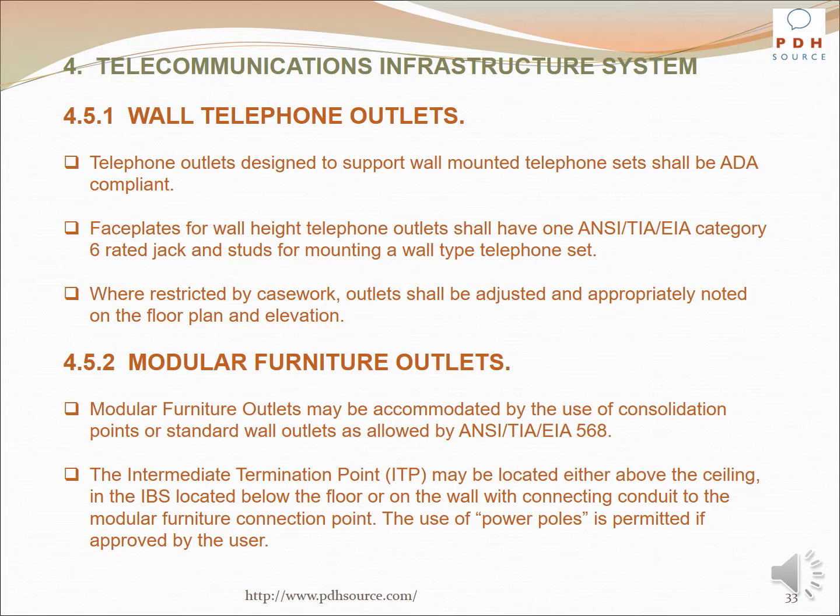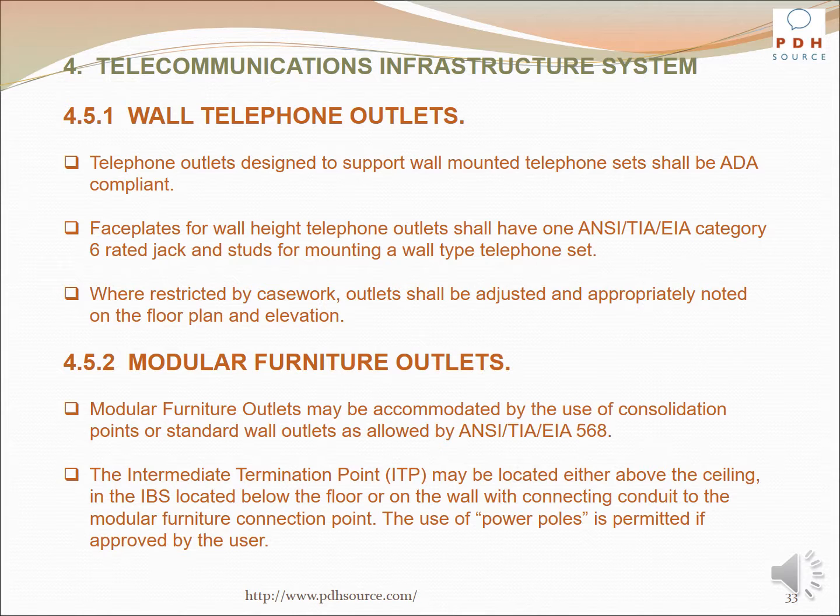Telephone outlets designed to support wall-mounted telephone sets shall be ADA compliant. Faceplates for wall height telephone outlets shall have 1 ANSI Category 6 rated jack and studs for mounting a wall-type telephone set. Where restricted by casework, outlets shall be adjusted and appropriately noted on the floor plan and elevation.